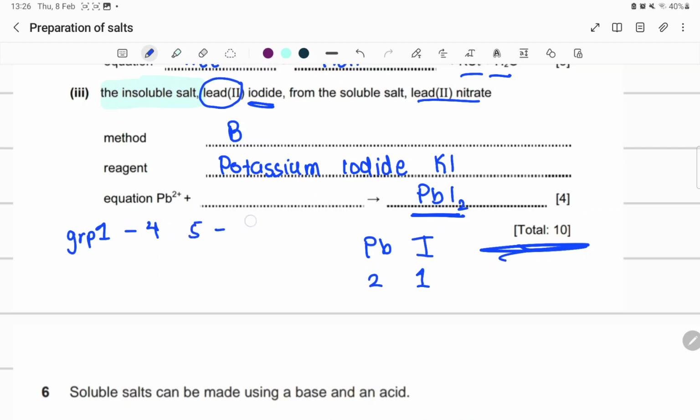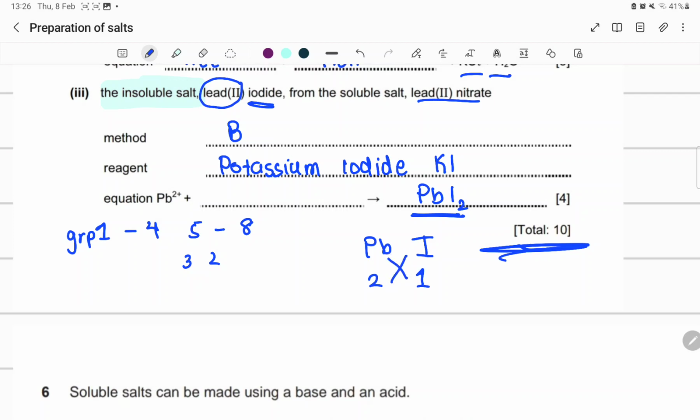From groups 5 to 8, the charge of the element in this group will be the difference between 8 and the group that it is. So if it's in group 5, then your charge will be 3 because 8 minus 5. If it's in 6, then the charge will be 2 because 8 minus 6, and so on and so forth. So since this is in group 2, you will have 2. Since this is in group 7, 8 minus 7 is 1.